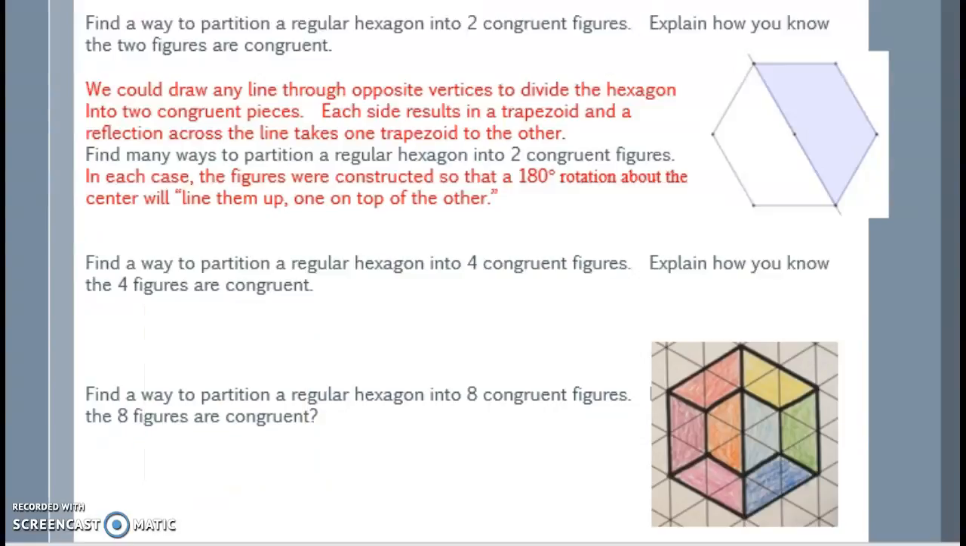Find a way to partition a regular hexagon into 8 congruent figures. How do you know the figures are congruent? So here I've partitioned using the same isometric paper into 8 different trapezoids. We can show they are congruent. Let's start with the vertical line. That kind of splits it down the middle here.